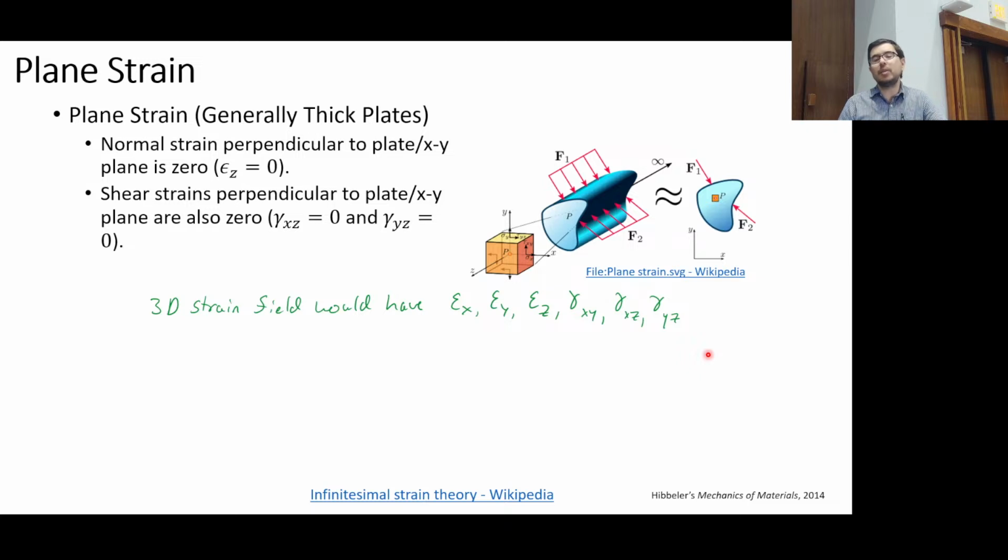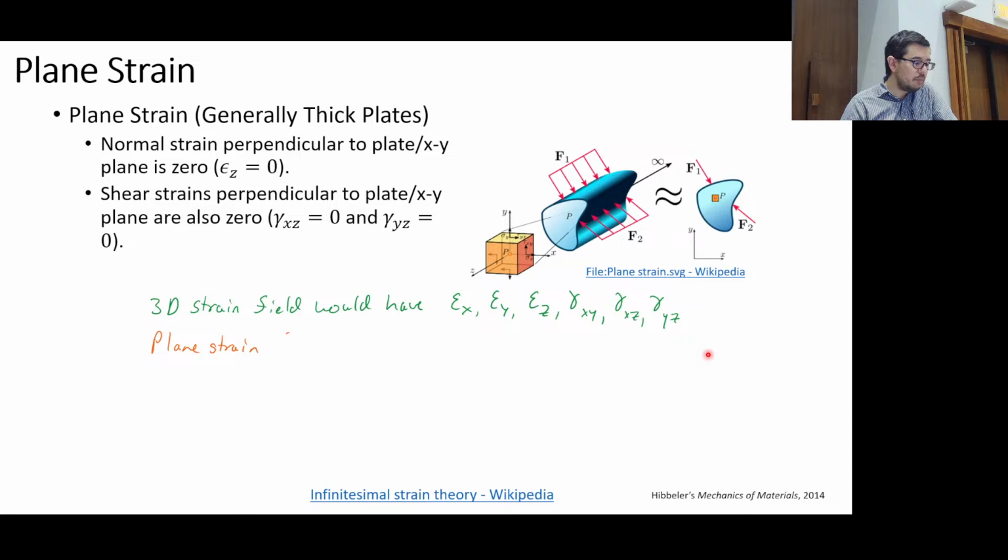Those are also going to be 0. So gamma xz and gamma yz, okay? Those are going to be the zeros, right? So we're just left with the epsilon x, the epsilon y, and the gamma xy. That's what we're talking about with plane strain.